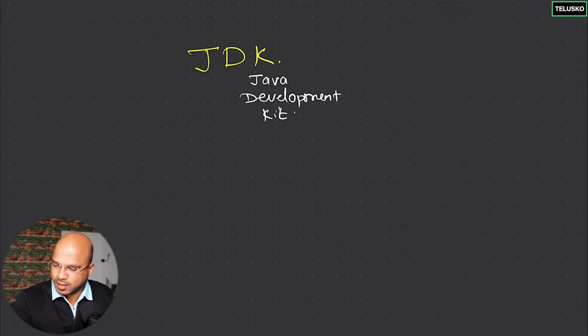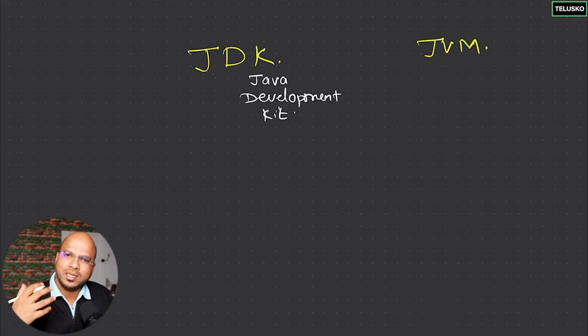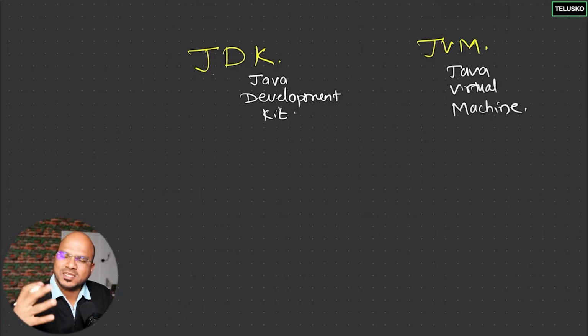But which machine? For that, we have one more term here, which is called JVM. Basically, JVM stands for Java Virtual Machine. So this is your machine which runs the code. Of course, you have to compile the code with the help of JDK and you have to run the code on JVM. Now, apart from this, there are some more things in the picture.